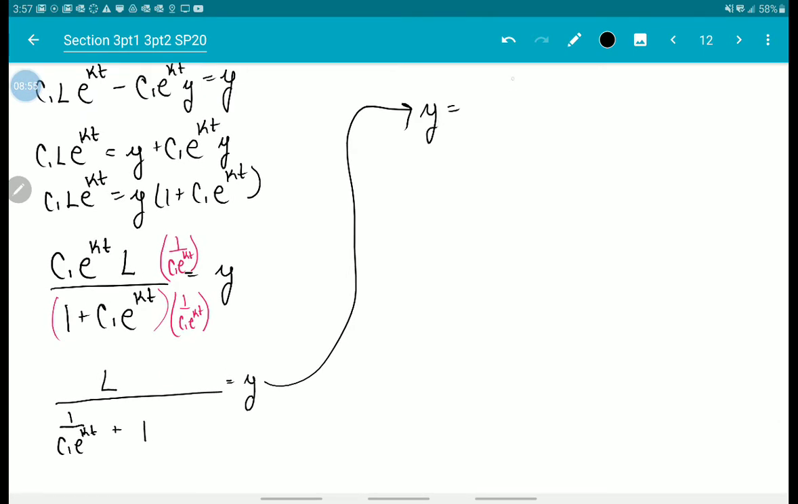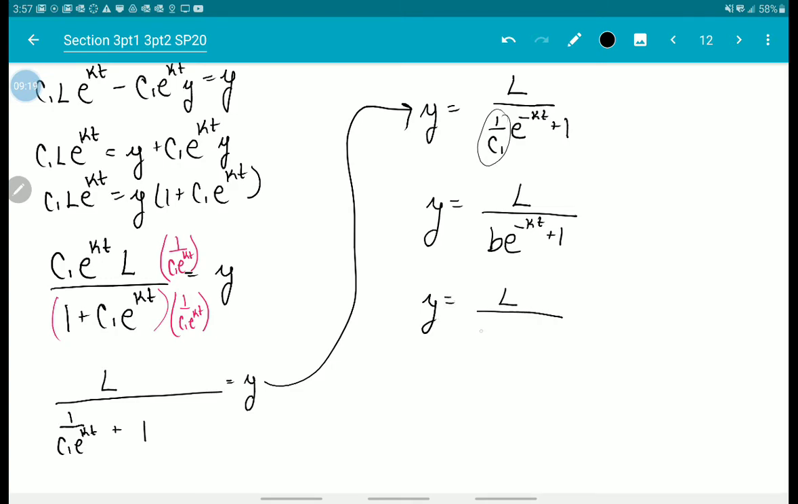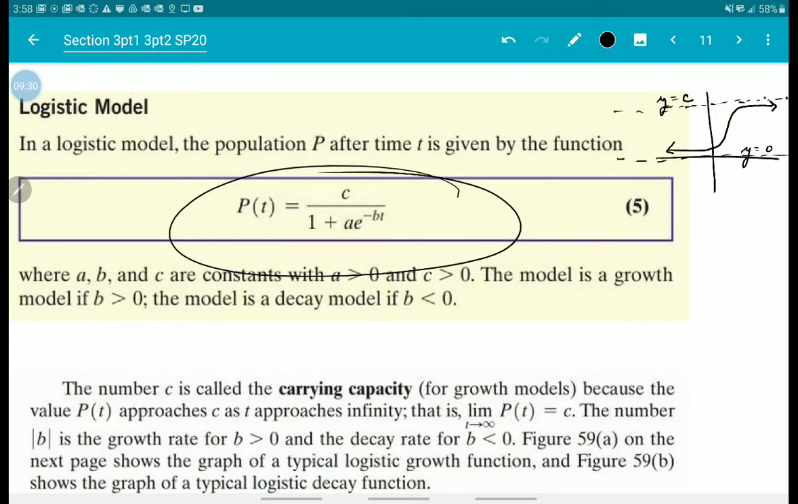So then we could rewrite that as 1 over c1 times e to the negative kt plus 1. And this is just another constant. I'm going to call it b. And usually logistic models are written with the denominator 1 plus b e to the negative kt. So there's our logistic model that we were talking about just a minute ago, just using different variables here and here.